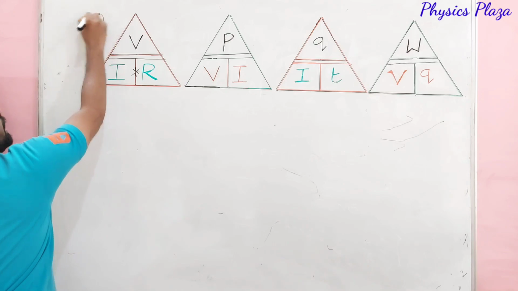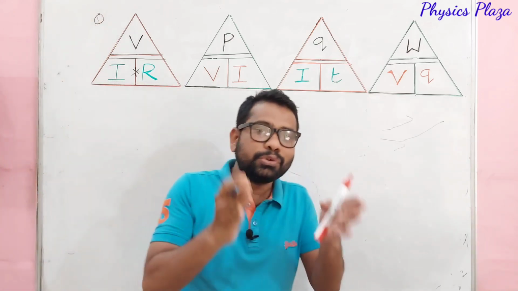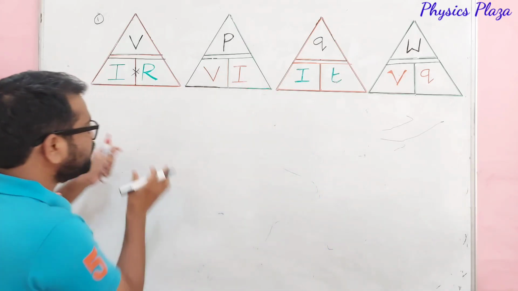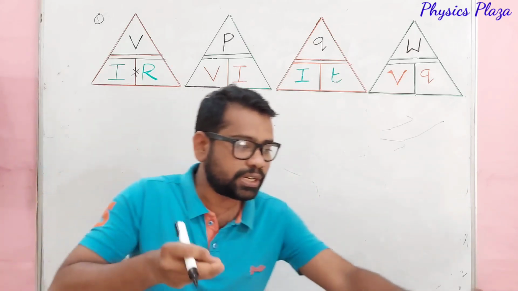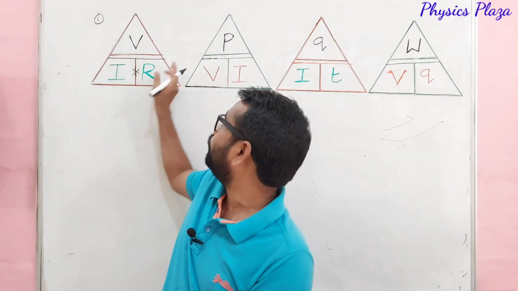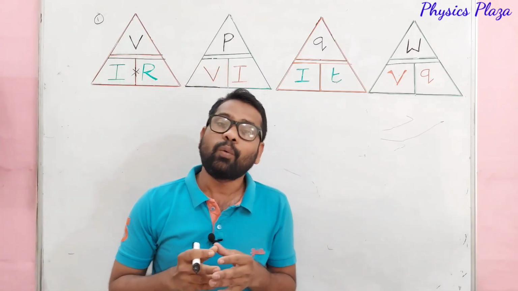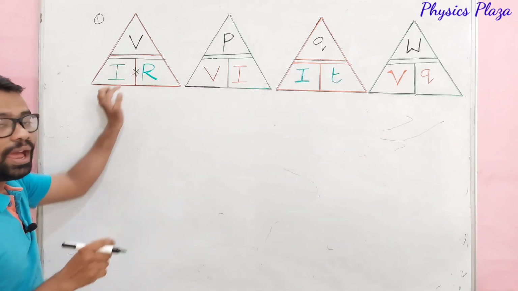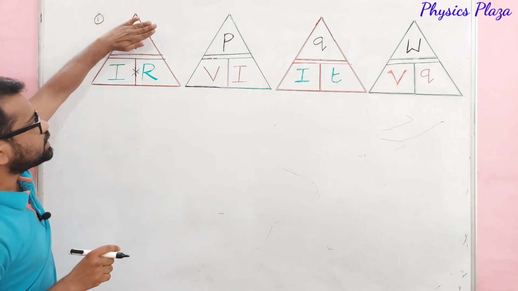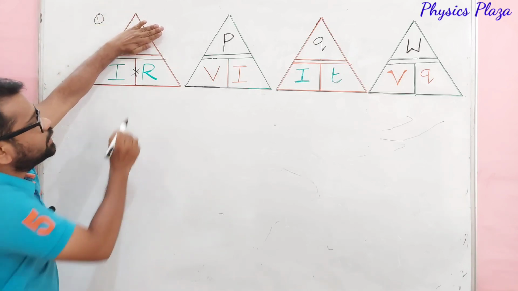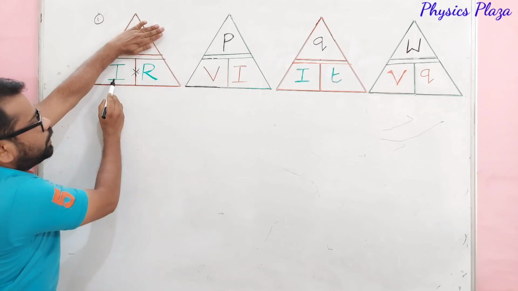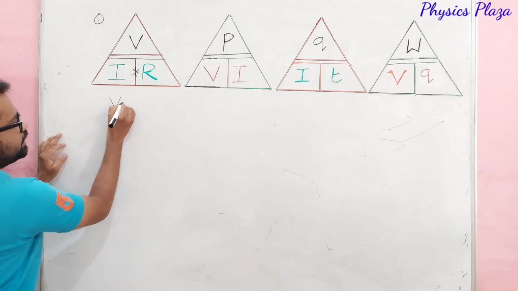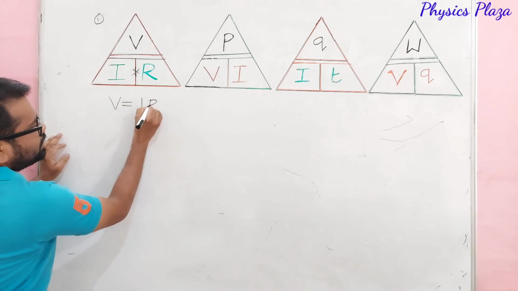Children, look at this first magic triangle. First I will tell you how to use this magic triangle to write different expressions. If you want to write an expression for V, I, or any letter, what you have to do? You have to close that letter. So suppose in this triangle I want to write the expression for V. So I can say V is equal to I multiplies R. So that is how we have to write. Here V is equal to I multiplied by R.